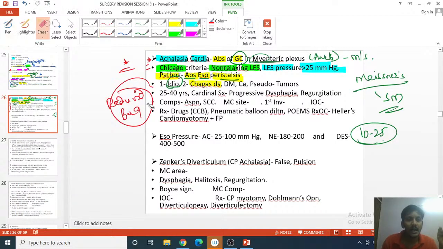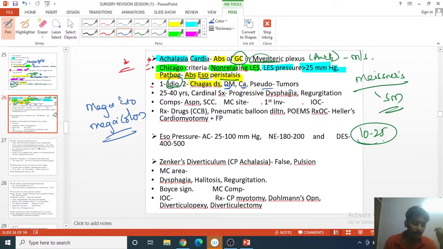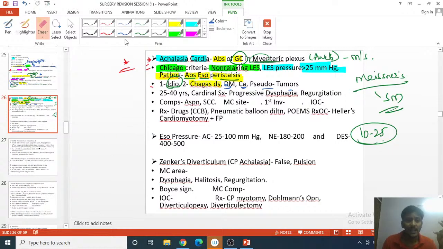Then moving further, other causes can be diabetes mellitus neuropathy, cancers, or pseudotumors. What are pseudotumors? Which compress from outside. Okay, so if this is your esophagus and you compress it from outside, the LES would be in constant spasm, and those are your pseudotumors. Okay, please remember. In Chagas disease remember there is mega esophagus, there is mega colon, all these megas would be associated with Chagas disease. Please remember. Okay. Then moving further, what is the age group of achalasia?